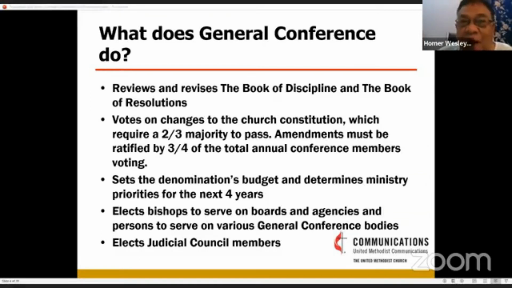Ito yung mga focus natin for the next 4 years na ministries. Yung General Conference ang nag-articulate o nag-specify. Then it elects bishops to serve on boards and agencies and persons who serve on General Conference bodies. Okay, and elects judicial council members.